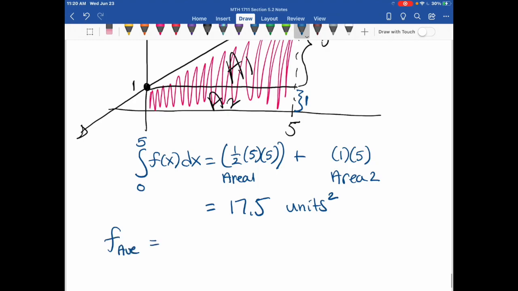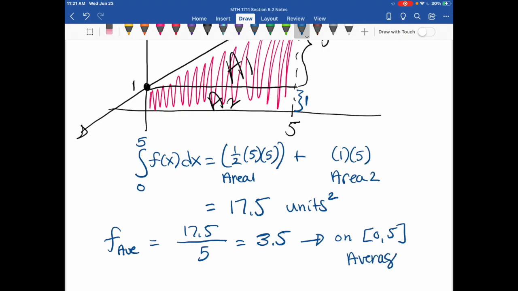Now, to find the average of the function, we're going to take the area and divide it by the length of the interval. So if we're going from 0 to 5, the length of that interval is 5. And so we're going to get 3.5. So what this means is on the interval from 0 to 5, the average value of the function is 3.5.